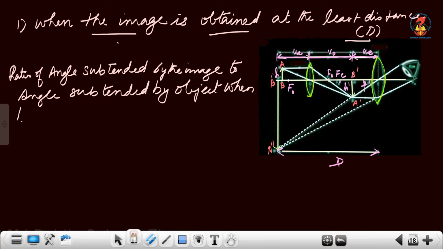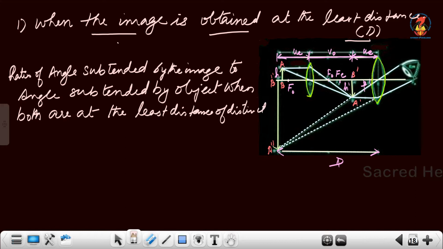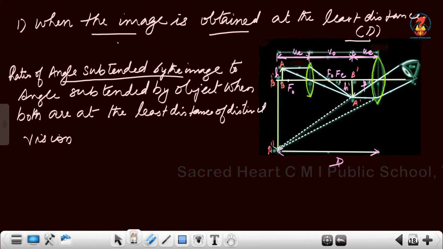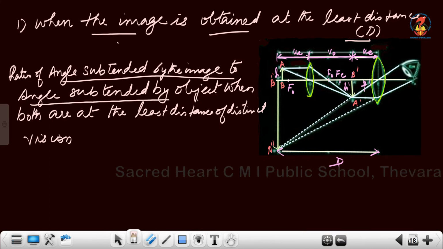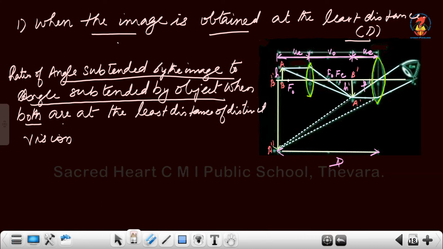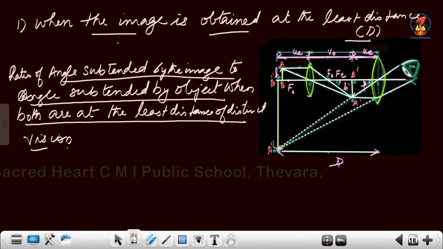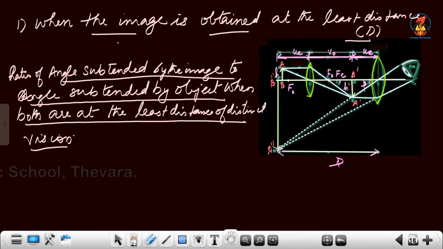when both are at the least distance of distinct vision. So, like the first case of simple microscope, it is the ratio of angle subtended by the image at the eye to the angle subtended by the object at the eye, when both the image and the object are imagined to be placed at the least distance of distinct vision. So, let us see how to draw the ray diagram in this particular case.